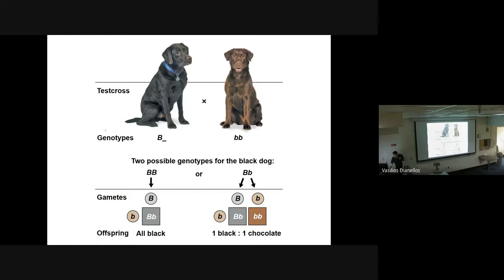So here on the left, we look at this as if the dog was homozygous dominant. And then on the right, we look at this dog as if it was heterozygous, right? So both possibilities right here are what we're looking at. If this dog was homozygous dominant and it mated with a homozygous recessive dog, then we know 100% of its offspring would be heterozygous.